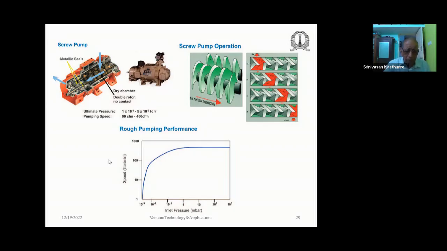How does the pumping speed vary as a function of pressure? You can see here that at high pressures, it has a fairly high pumping speed. And as you keep on reducing the pressure, the pumping speed goes down. Then at somewhere around 10 raised to minus 3 torr or millibar, the pumping speed is practically zero. So this is the type of pumping speed you get.